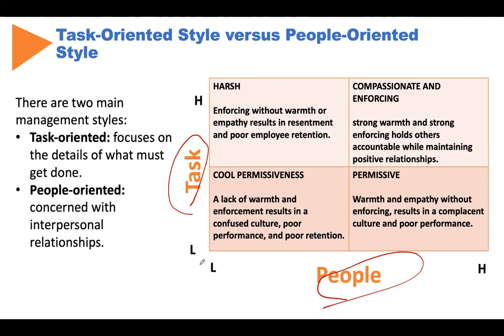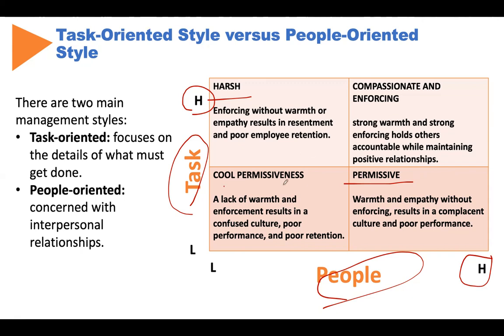And so if you have somebody who's task-oriented, right, they would be high on task orientation. If they're also low on people orientation, we would call them a harsh manager. This is the manager that enforces without any warmth, without empathy, which can result in resentment and very poor employee retention. If you pivot to somebody who's high in people orientation, we might call them permissive. This manager shows warmth and empathy, but they don't enforce anything. And so as a result, we might have a complacent culture and very poor performance. Neither of these are really desirable.